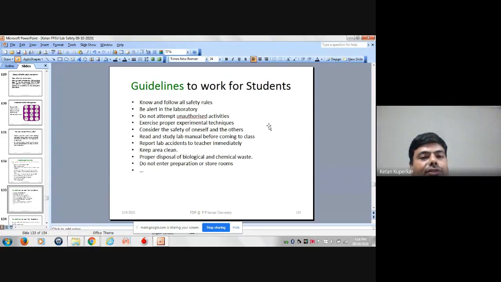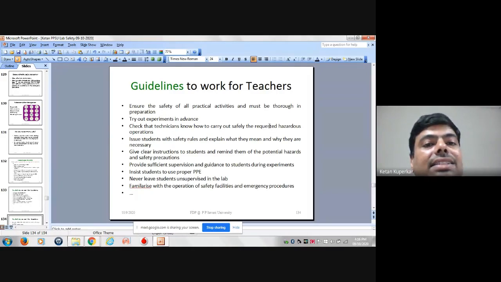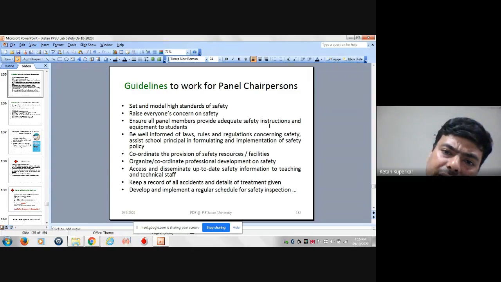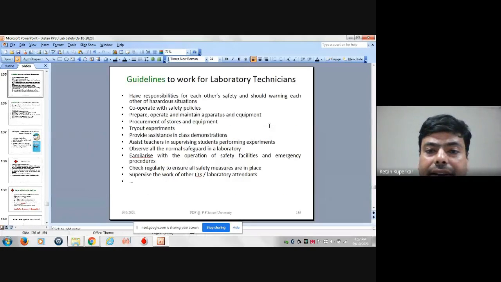These are a few of the guidelines for the students which I have explained already in the previous slides: do not eat, behave properly, be alert in the laboratory, do not attempt any unauthorized activities, and report any accidents to the teachers. Similarly, there are several guidelines proposed for the teachers to define their practicals and to insist that students wear proper PPE kits in order to maintain laboratory safety. There is also a guideline for the panel chairperson, the higher competent authority, to keep track of all these laboratory safety measures which the lab technician and lab in-charges take into consideration while the students do the practical.